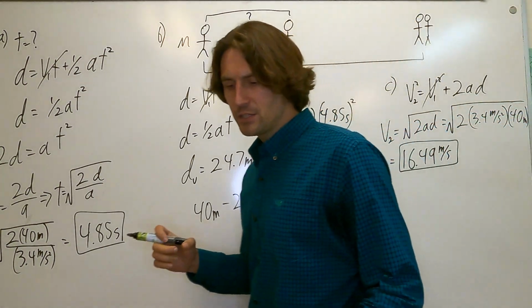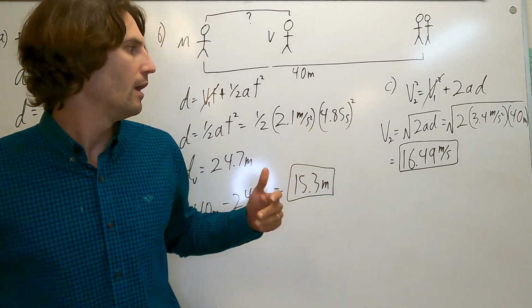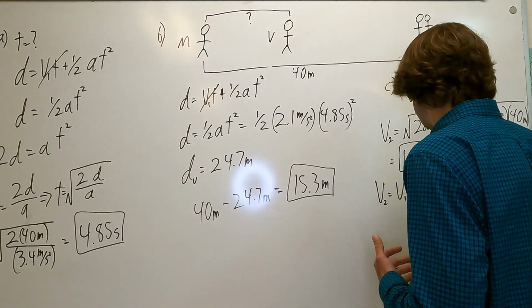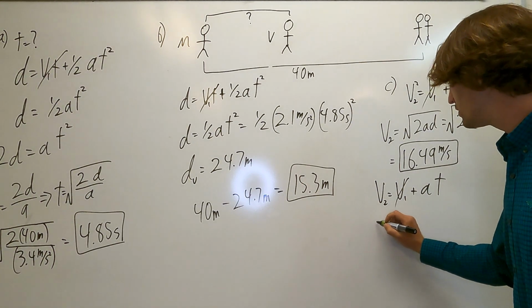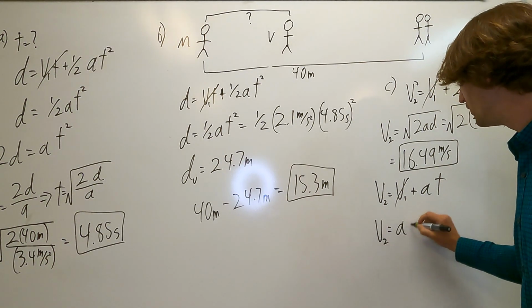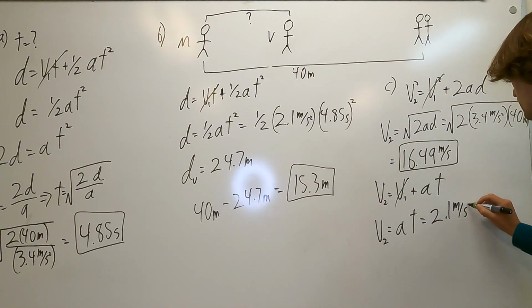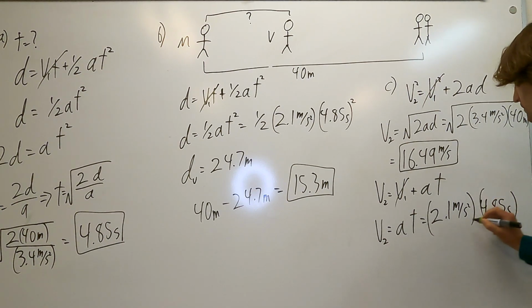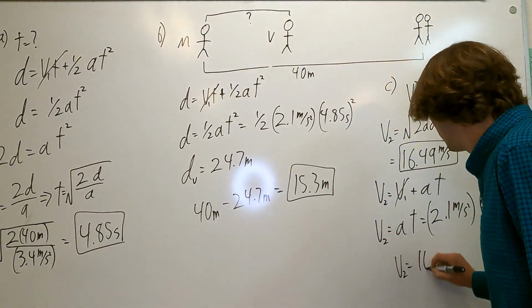And now for Victor, let's just use equation number 3. We have the time, so we could have used it. So let's do that for Victor. We get V2 is equal to V1 plus AT. Once again, V1 is 0. So V2 is equal to AT, which is 2.1 meters per second squared, multiplied by the time of 4.85 seconds. That gives me 10.